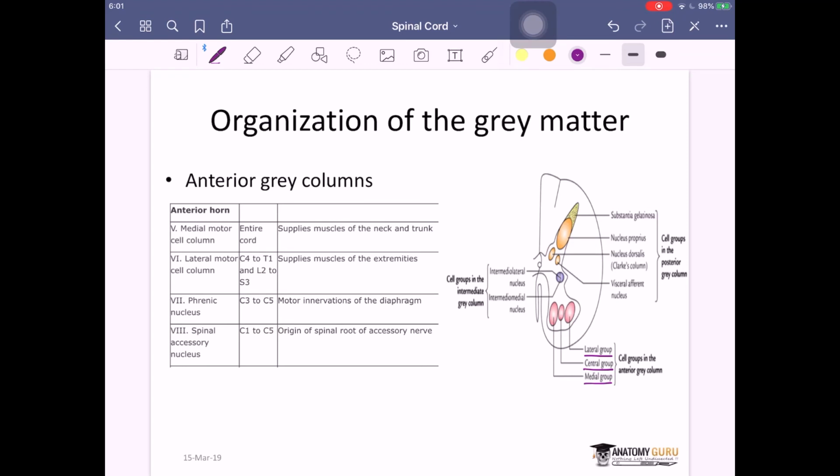These are again alpha, gamma, and beta, but they are grouped based on how much extent they are present and what area of supply they serve. Based on that, they are grouped under lateral, medial, and central.